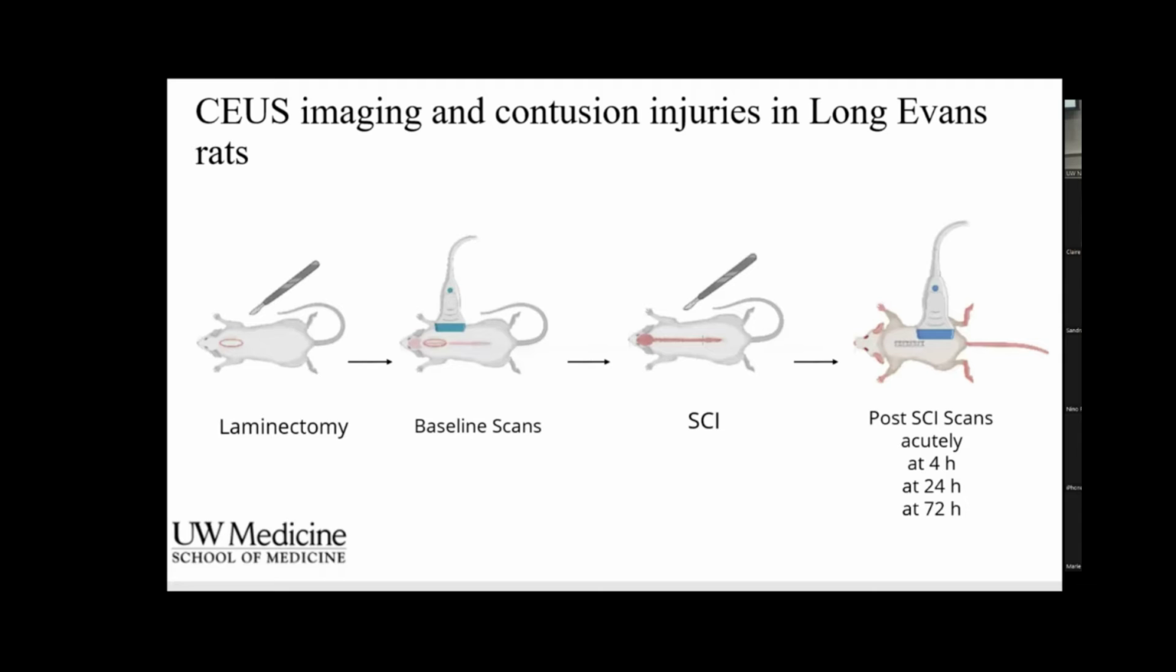So with this motivation in mind, we did laminectomies on Long Evans rats between C4 and C6, then conducted baseline scans using this contrast enhanced ultrasound imaging. And then we conducted a spinal cord injury using an IH device, and the injury was placed at the midline segment of C5. Once that occurred, we did more scans acutely after injury, which was about 30 minutes after the injury, and then again at 4 hours, 24 hours, and 72 hours post-injury. And each one was a different cohort of rats for each experimental time point.